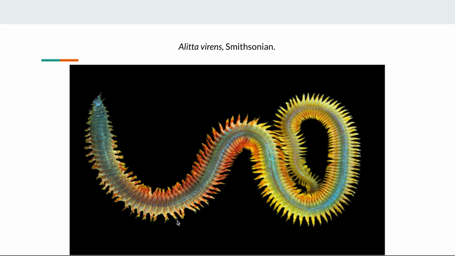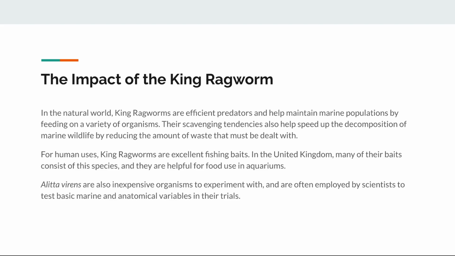They're pretty vibrant, as you can tell. And then in the natural world, they're predators, but they just feed on a variety of different organisms. They are scavengers, so we think that by decomposing and helping break down these organisms, they're actually reducing the amount of carbon dioxide emissions. So that's one way they're useful to us.